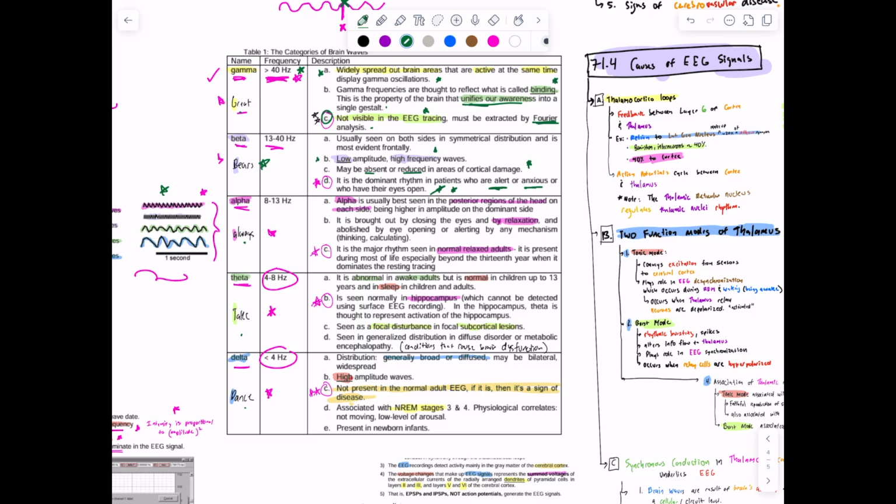Then you have alpha waves. Again, from high frequency to low frequency: Great Bears Always Take Dance. Always for alpha, 8 to 13 hertz. Alpha is best seen in the posterior regions of the head on each side, having higher amplitude on the dominant side. It is brought out by closing the eyes and during relaxation. So alpha waves are associated with relaxation. It is all right to relax. Alpha is the major rhythm seen in relaxed adults and present during most of life, especially beyond the 13th year. It dominates the resting tracing.